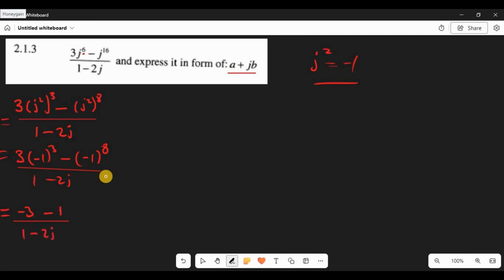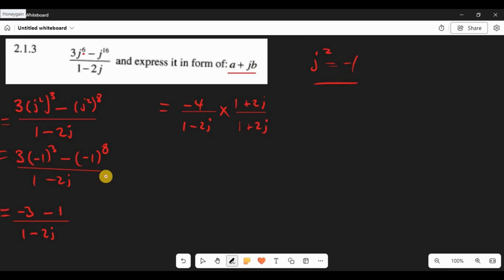Now if you continue here, let me just continue this side. This is going to give us on the numerator negative 4 over 1 minus 2j. Again, when it's like this, we multiply by the conjugate, which is going to be 1 plus 2j. Remember, for the conjugate, you only change the sign of the imaginary numbers. And this also is going to give you 1 plus 2j divided by 1 plus 2j.